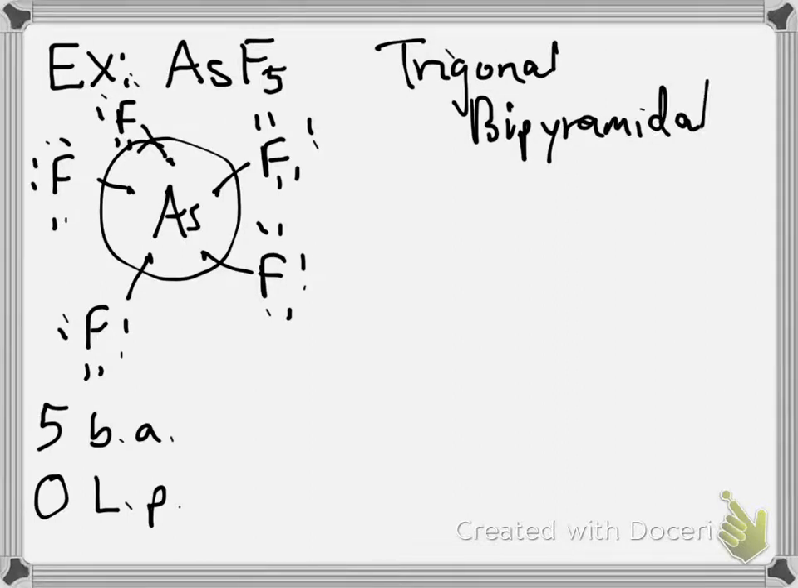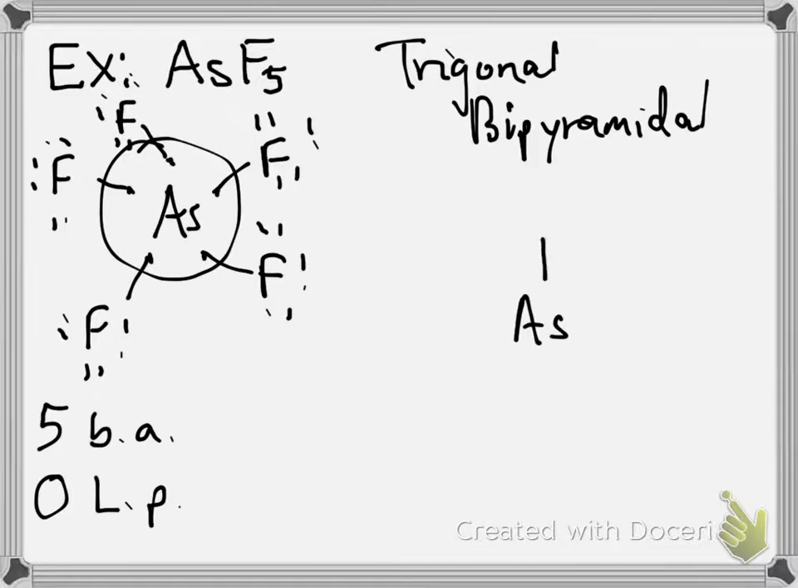So what this is, basically, is two pyramids flipped upside down sitting on top of each other. This is the only one that has two different bond angles, and I'll show you why in a second. How we draw it is as such.